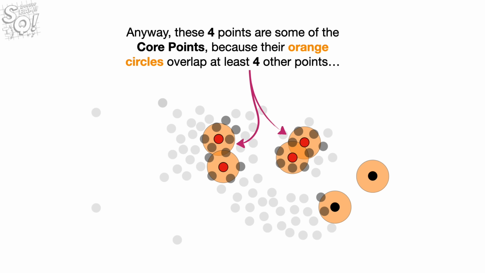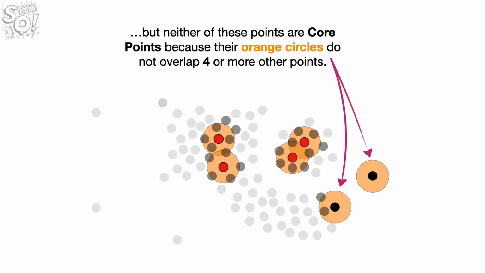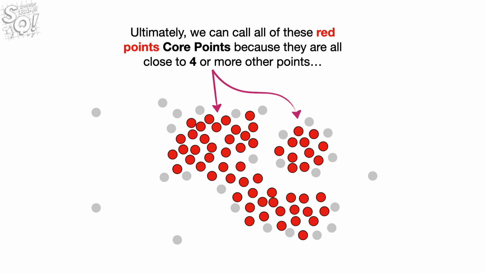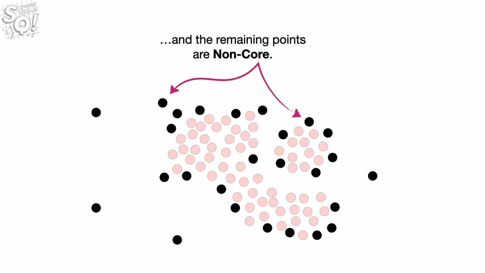Anyway, these 4 points are some of the core points because their orange circles overlap at least 4 other points. Hooray! But neither of these points are core points because their orange circles do not overlap 4 or more other points. Wah wah. Ultimately, we can call all of these red points core points because they are all close to 4 or more other points. And the remaining points are non-core.